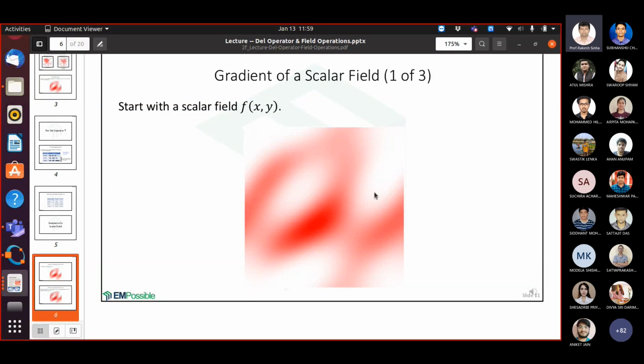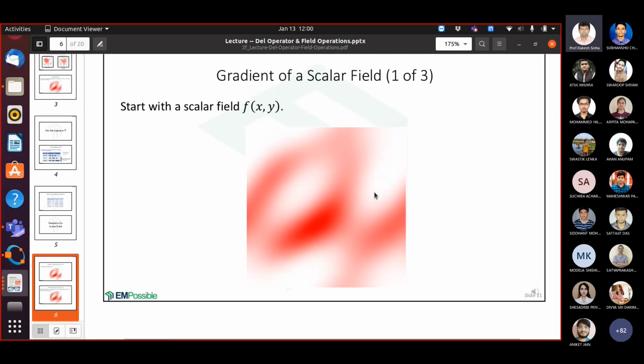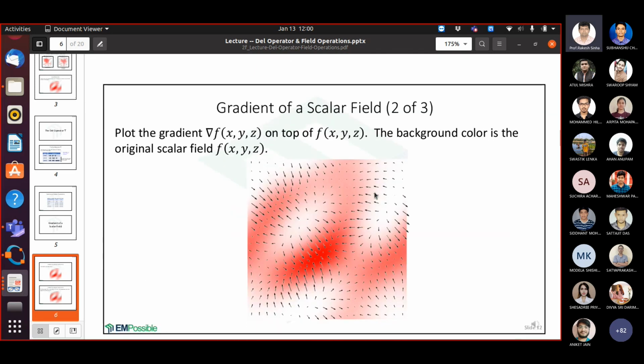Let's say you are in the valley of a mountain, and on all sides you have mountain. In which direction do you have the maximum slope? That is the direction of the gradient, and the amount of slope is the magnitude of the gradient.